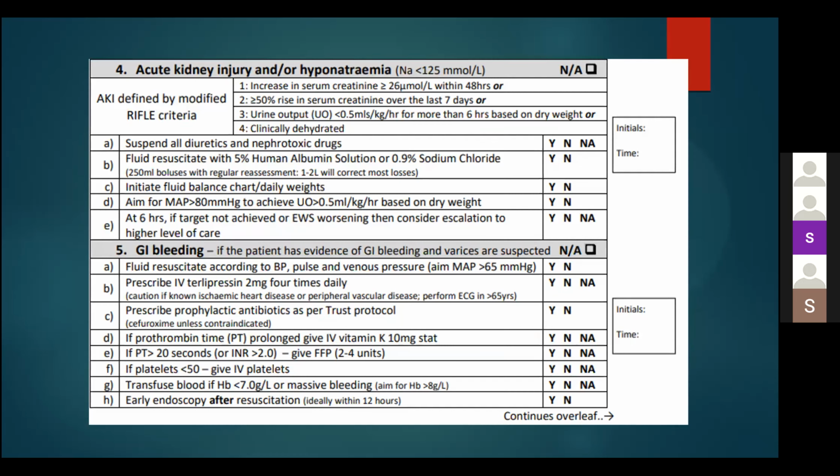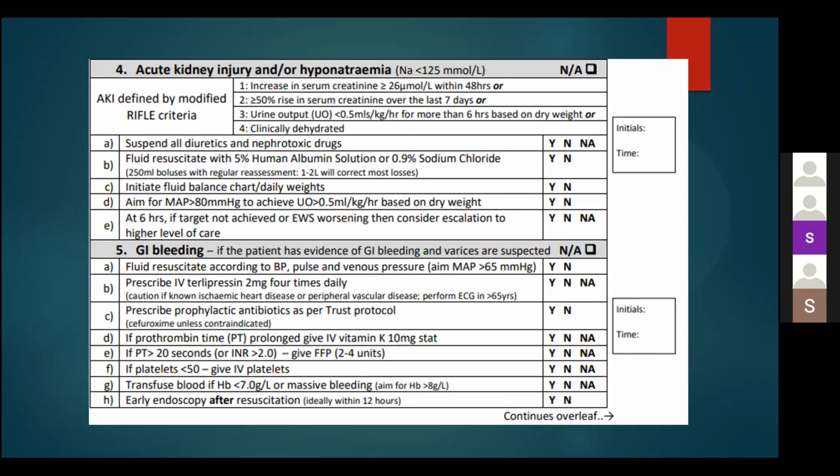Coming back to the bundle, we need to look at these patients to see if they have AKI, or acute kidney injury, or whether they're hyponatremic because of dilutional fluid overload. We know the RIFLE criteria which we're looking for, such as raised creatinine. And then again, it's the simple management of AKIs. It is suspending diuretics, and not giving anything to injure the kidneys further. We want to think about fluid resuscitating these patients, and it advises that we can use 5% HAS, or we can use sodium chloride. On the next slide, I'll cover a little bit about the fluids in decompensated cirrhosis.